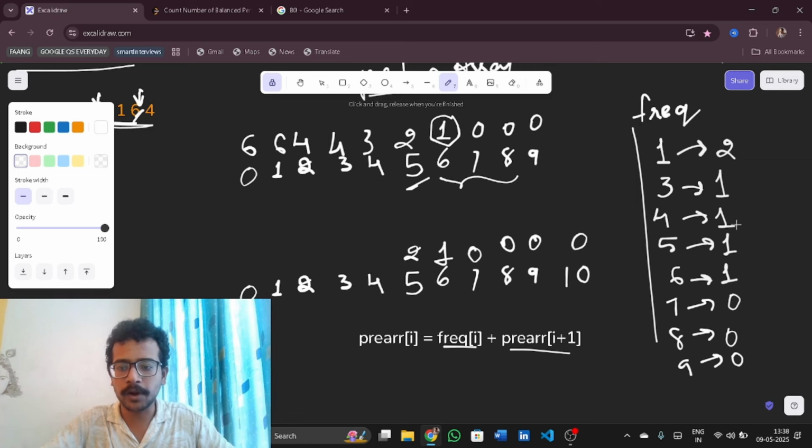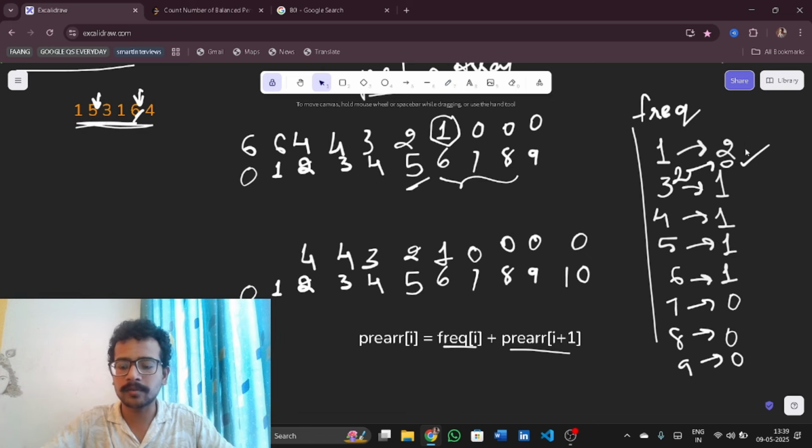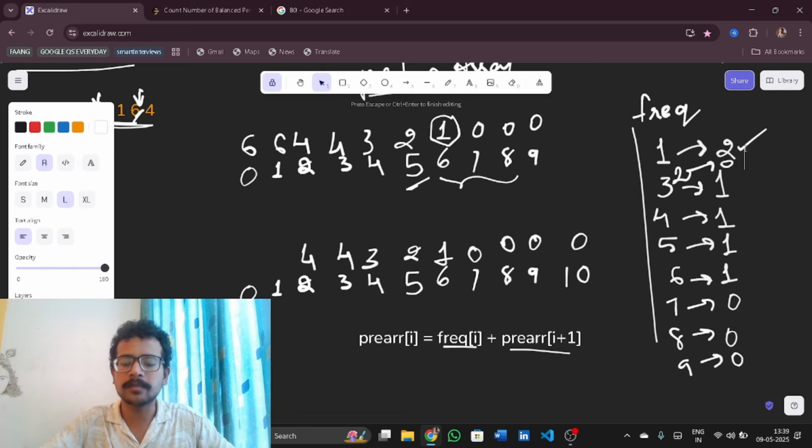Now I have 4 here, and prefix array of I plus 1 here, 2 plus 1 is 3. Now I have 3. 3 is present here, and I have this one, prefix array of I plus 1, 3 plus 1 is 4. Now I have 2. Here 2 is present for 0 times, right? Prefix array of I plus 1 is 4, 0 plus 4 is 4. Now I have 1. 1 is present for 2 times here.